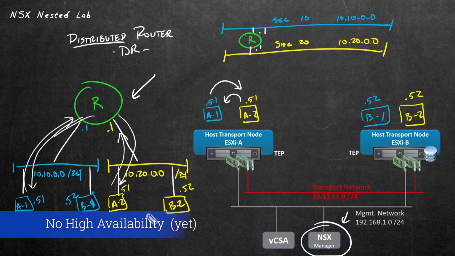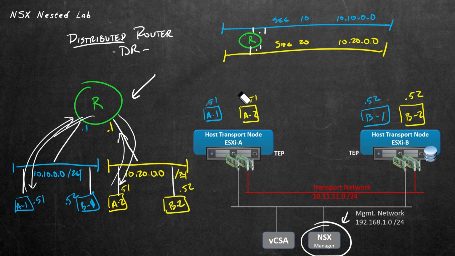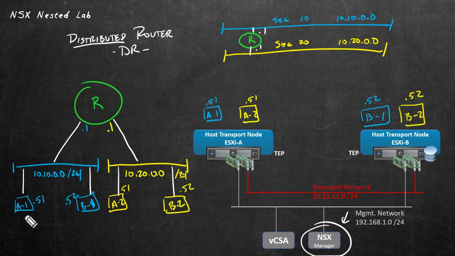So logically, all the routing is done back and forth between the two subnets going through the gateway, but all of that is done in the kernel here on the host transport node ESXi. So let's clean that up a little bit and take a look at one other scenario before we implement this and verify it together. Let's imagine that this VM right here, A1, wants to communicate over to B2.